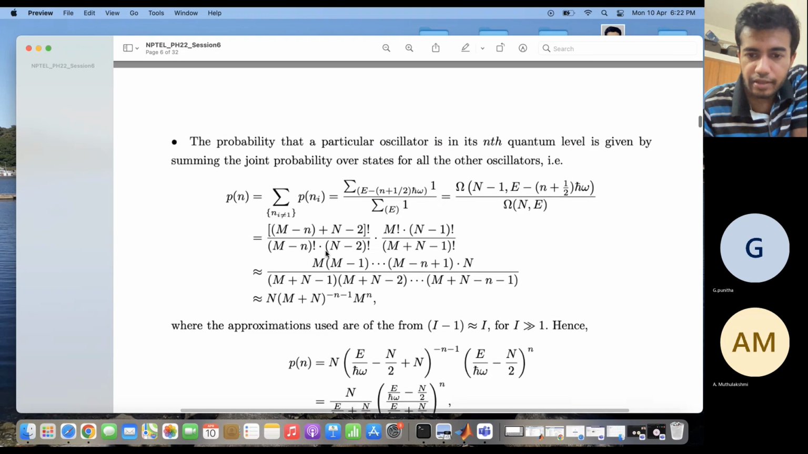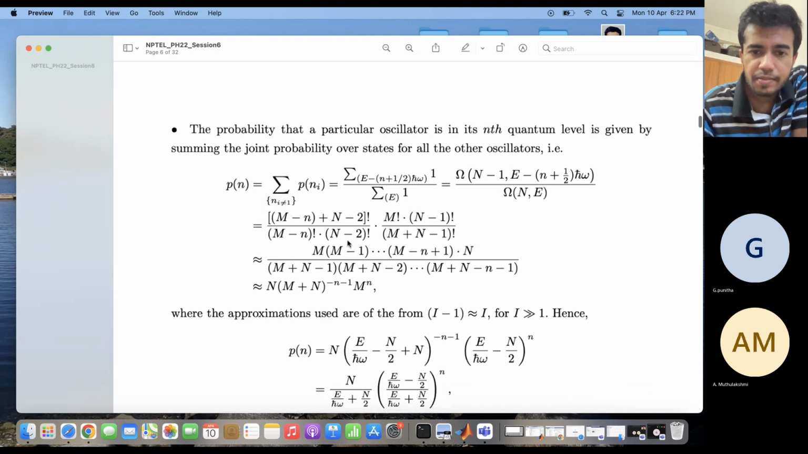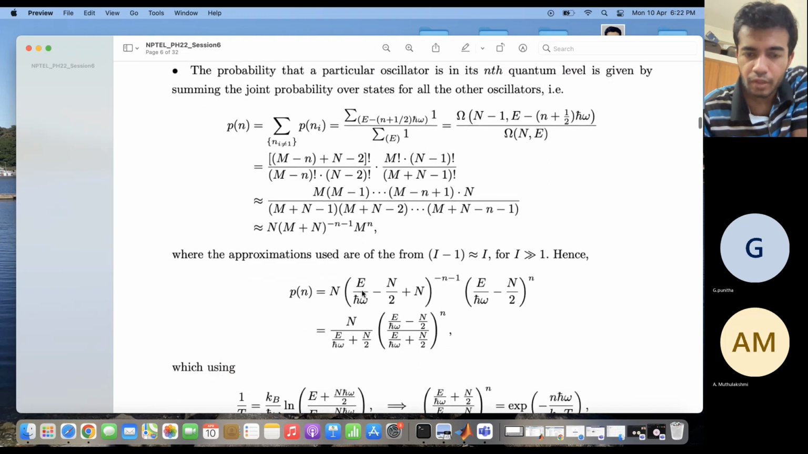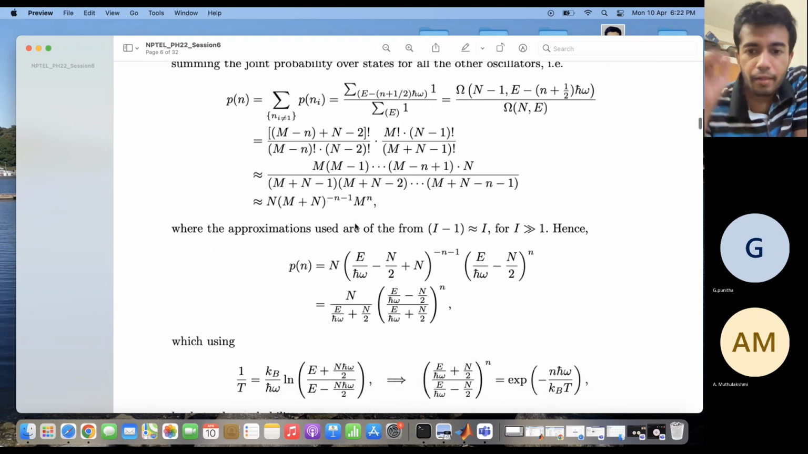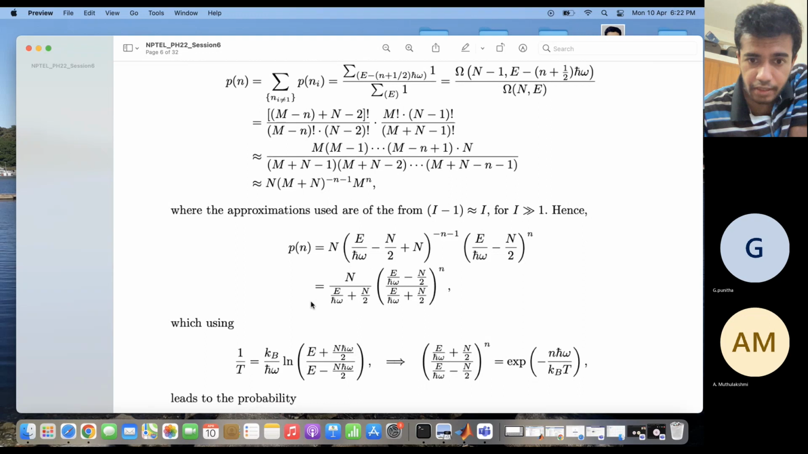So if I now do this calculation and I simplify the expression by considering the large n limit, this turns out to be n into m plus n raised to the power minus n minus 1 into m to the power n, where basically I have used the approximation for large n. That is, if I have n, then n minus 1 I have taken as n while deriving this expression. So if I further simplify this expression, then what I get is that Pn turns out to be of this particular form.